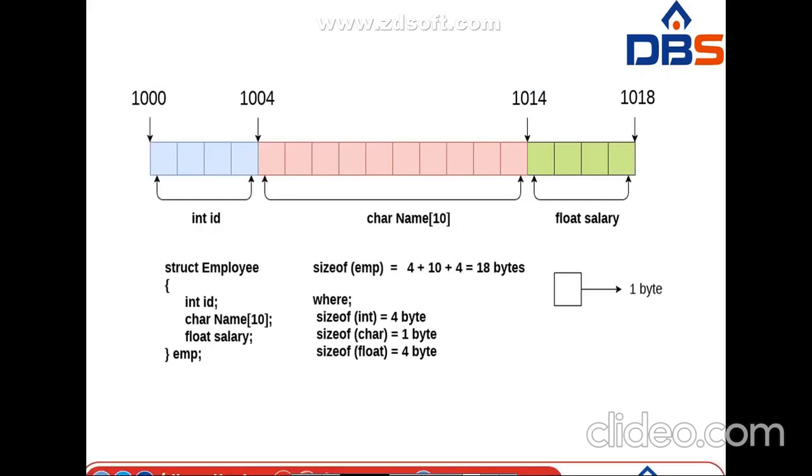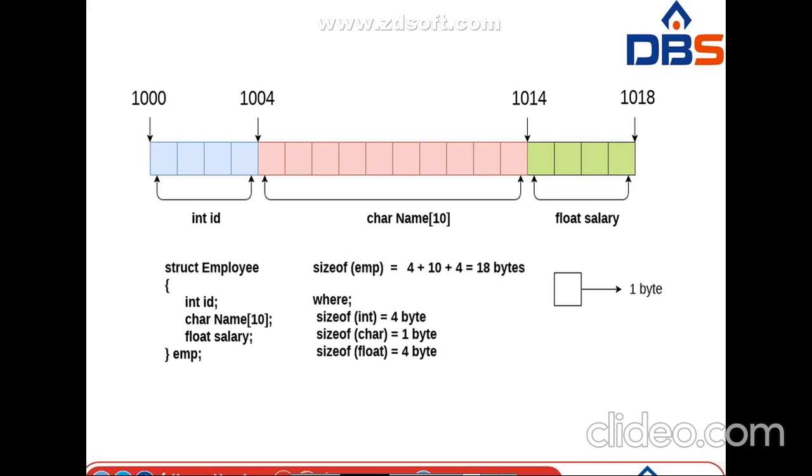Now the memory allocation of an employee: how much memory is allocated for an employee of different data types? An integer occupies 4 bytes. A character generally occupies 1 byte, and here we take a maximum of 10, so 10 bytes. A float occupies 4 bytes. The starting address is 1000, then 1004.